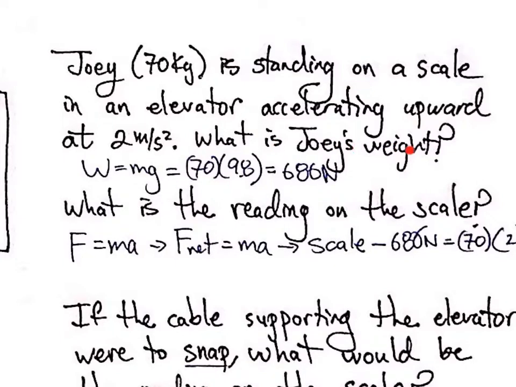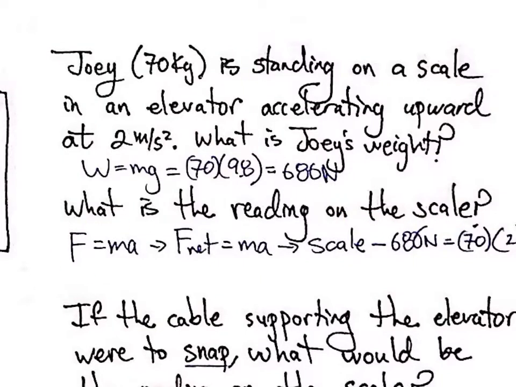So forget about the fact that he's in an elevator or that he's accelerating. W equals mg, this is Joey's weight. Meaning on Earth, not accelerating, this is what a scale would say if you had a scale that would measure in newtons and if he were to stand on it. However, Joey is standing in an elevator that is accelerating. So what is the reading on the scale?